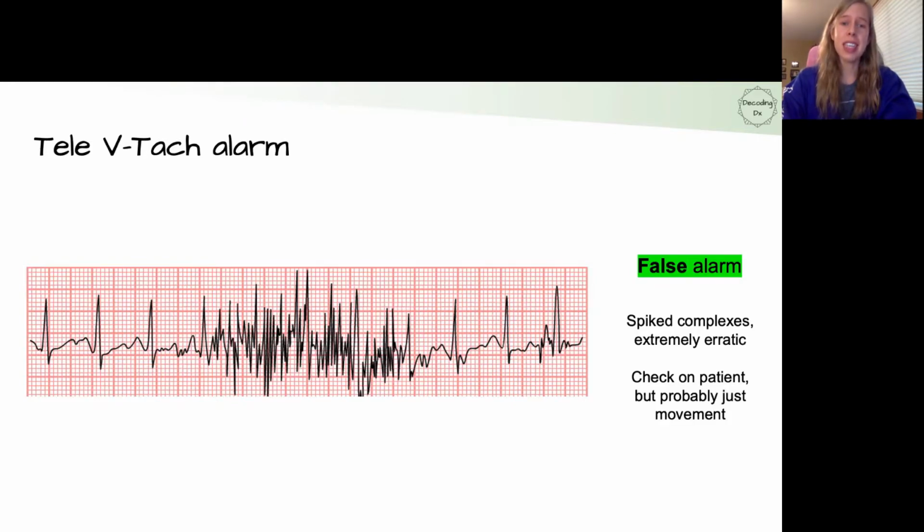One clue to this is that you can look at just the morphology of this pattern. This is really spiked and super erratic. That is much more likely to be interference as opposed to V-tach.